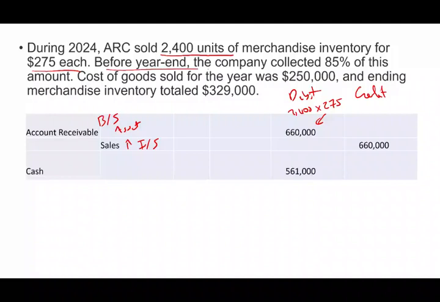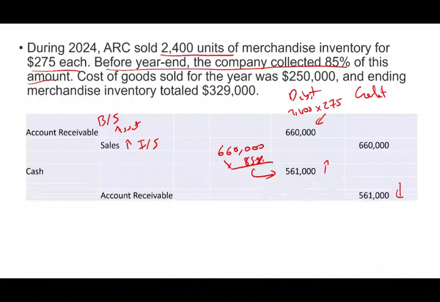Now, before year end, the company collected 85% of the amount in cash. Well, if we take the $660,000 of accounts receivable multiplied by 85%, it's going to give us $561,000. Therefore, they paid us cash of $561,000, so cash will go up. It's a debit. And accounts receivable will go down, which is a credit. Again, cash is an asset, it goes on the balance sheet. Accounts receivable is an asset, it goes on the balance sheet. Now, bear in mind, hopefully you are keeping track of your cash, because it's going up and down, up and down. We're going to see what the balance is at the end.